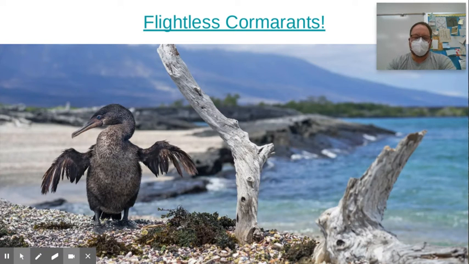All right, so let's look at some examples here. We have looked at flightless cormorants before. Again, these are birds related to other cormorants, but they can't fly. They've got these little vestigial wings. They've got these scraggly wings that aren't good for flight, but these birds are really good at diving down to the water. Here we've got a little cormorant video.